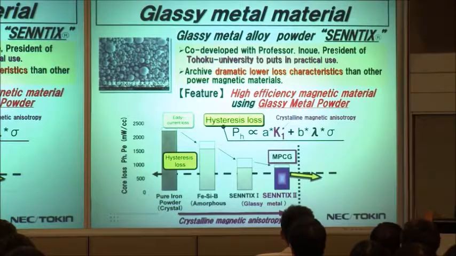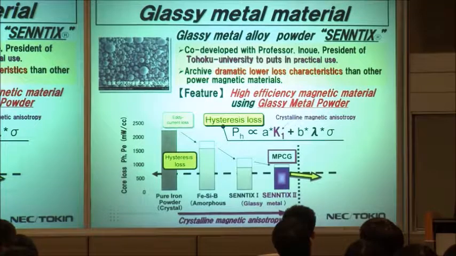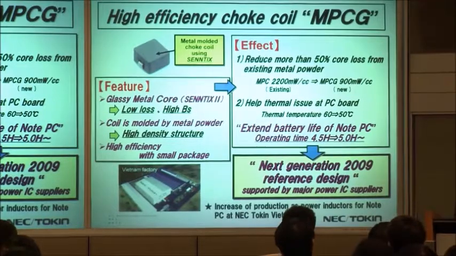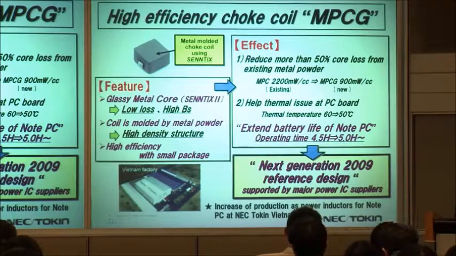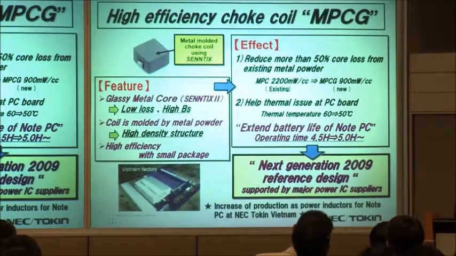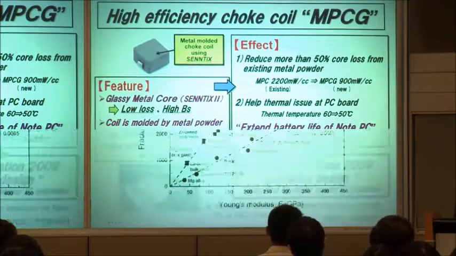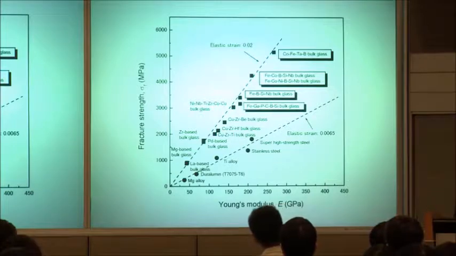Also, another type of soft magnetic material, Centix, has been commercialized by NEC Tokin Corporation. The use of these inductors can reduce core loss by more than 50% from existing metal powders, can save thermal issues at the personal computer board, and can extend battery lifetimes of personal computers by 10% since 2009. So these coils have been commercialized by NEC Tokin Corporation.